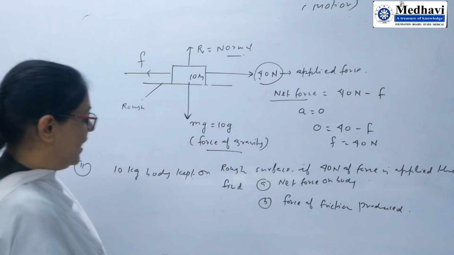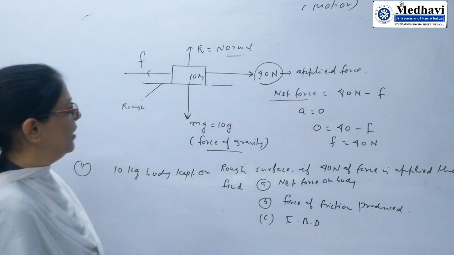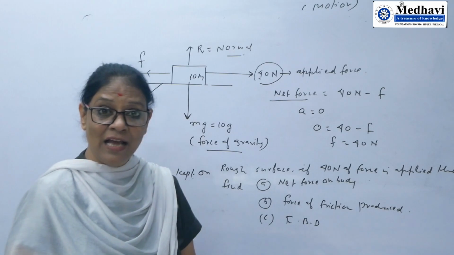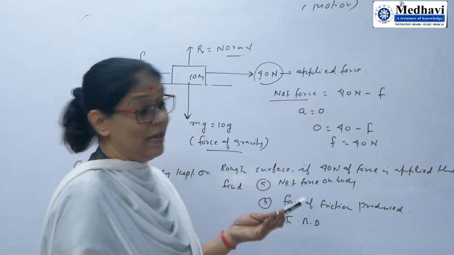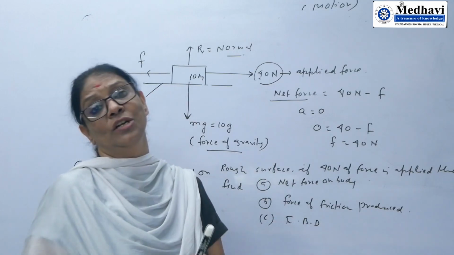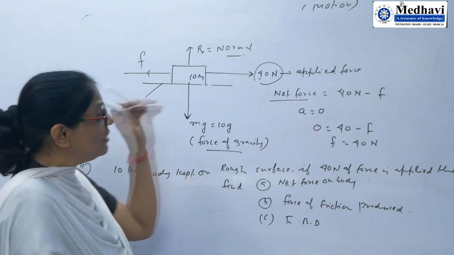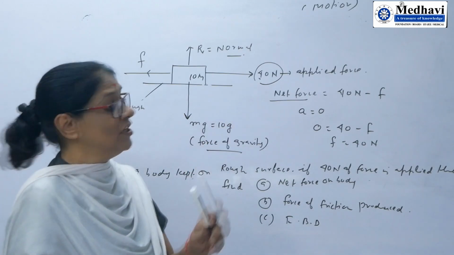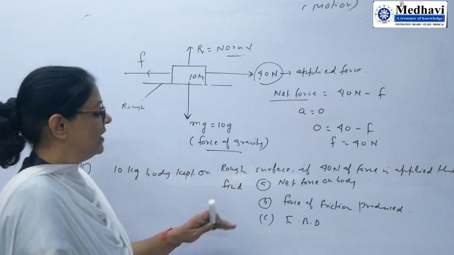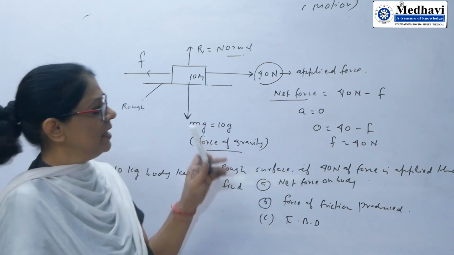So in this case, here also you can write the FBD, free body diagram. Here, this is the free body diagram. If the body is at rest on a rough surface, and after applying the force the body is still not in a condition to move, then there must be an opposing force. That force is equal in magnitude and opposite in direction. So the net force on the body is 0. The body is in balanced condition. So the friction force must be equal to the applied force. This is the third condition.